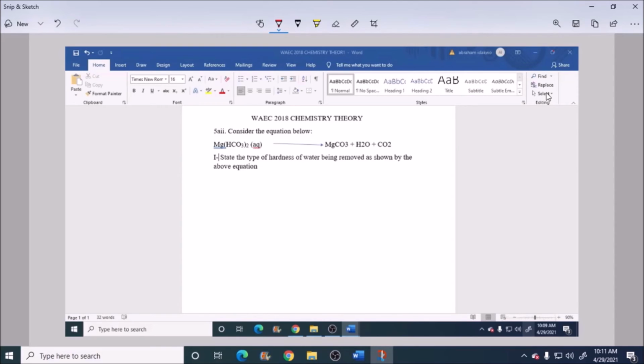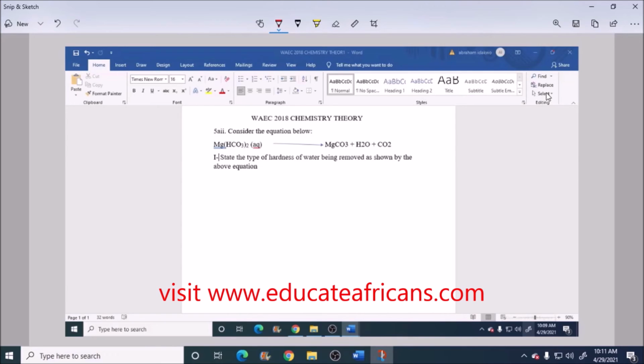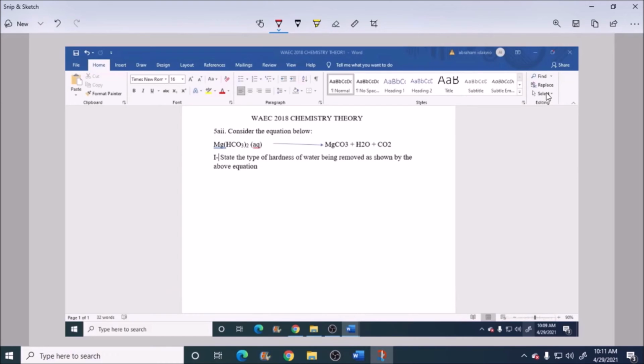Then removal of permanent hardness. We can remove permanent hardness of water only by the addition of chemicals, for example washing soda, which is Na2CO3, sodium trioxocarbonate (IV), to remove permanent hardness of water. Then we can still use caustic soda. Don't forget our caustic soda is sodium hydroxide. And you can still remove it by zeolite. So we have the two types of hardness of water.